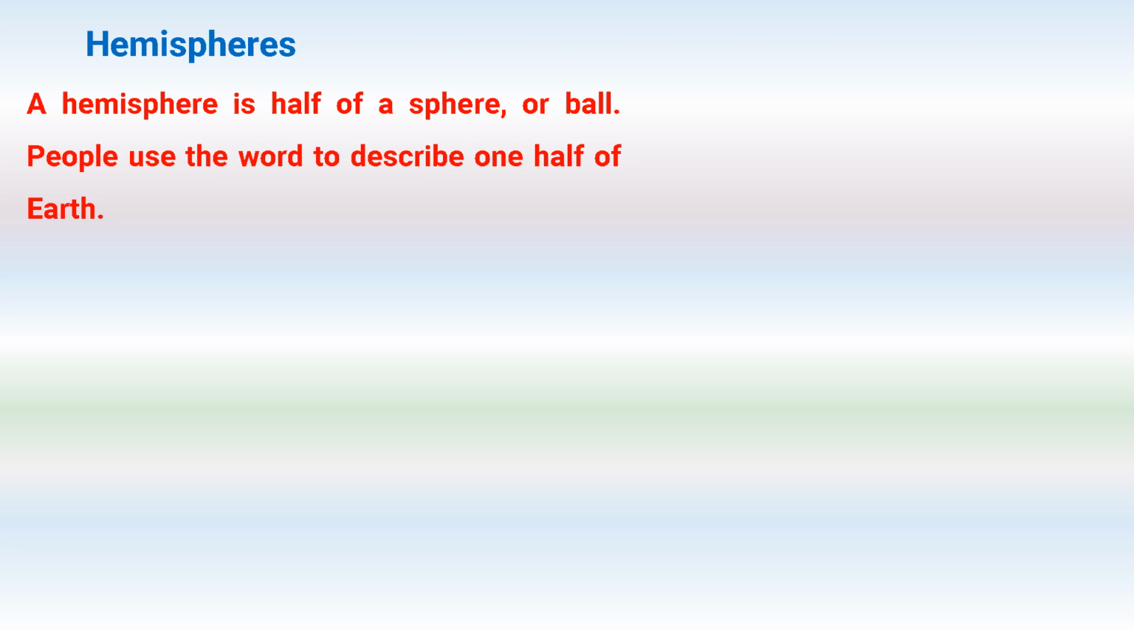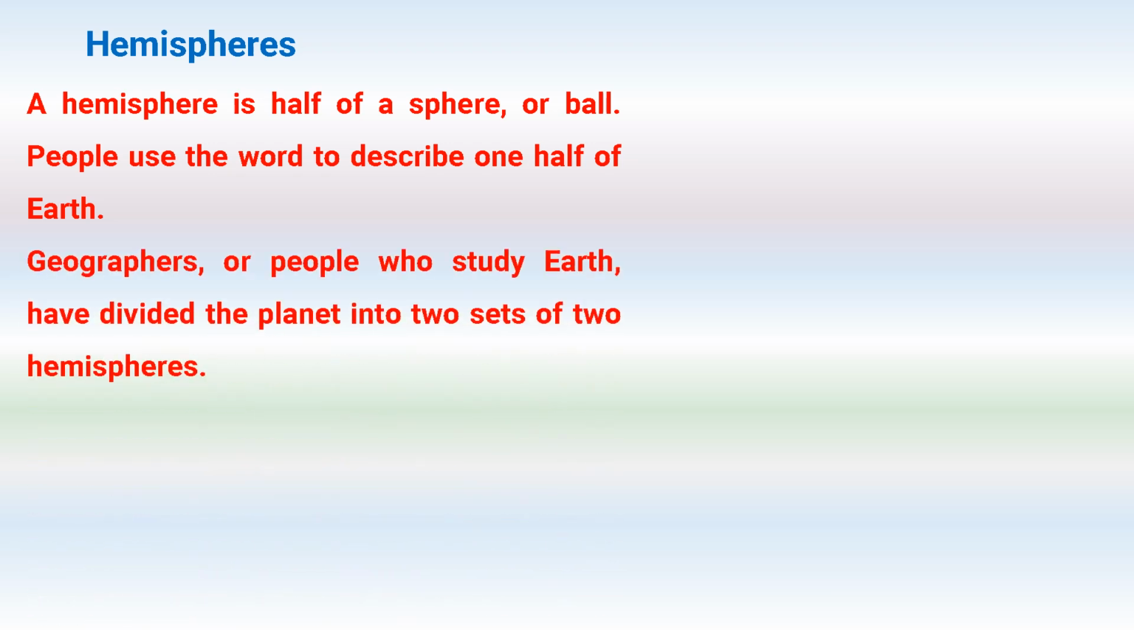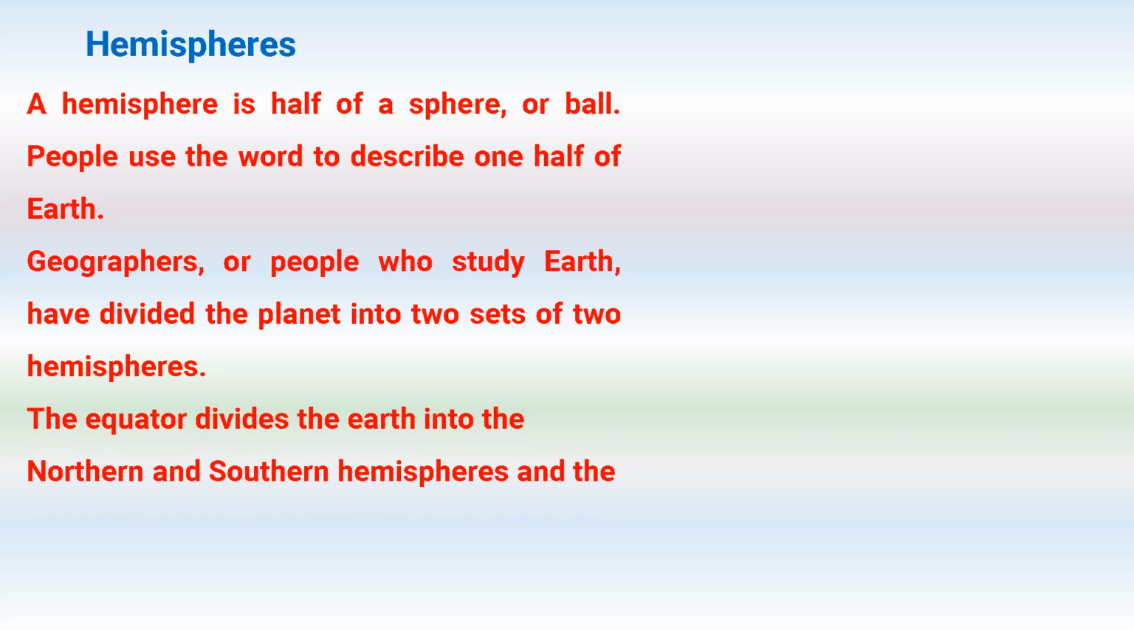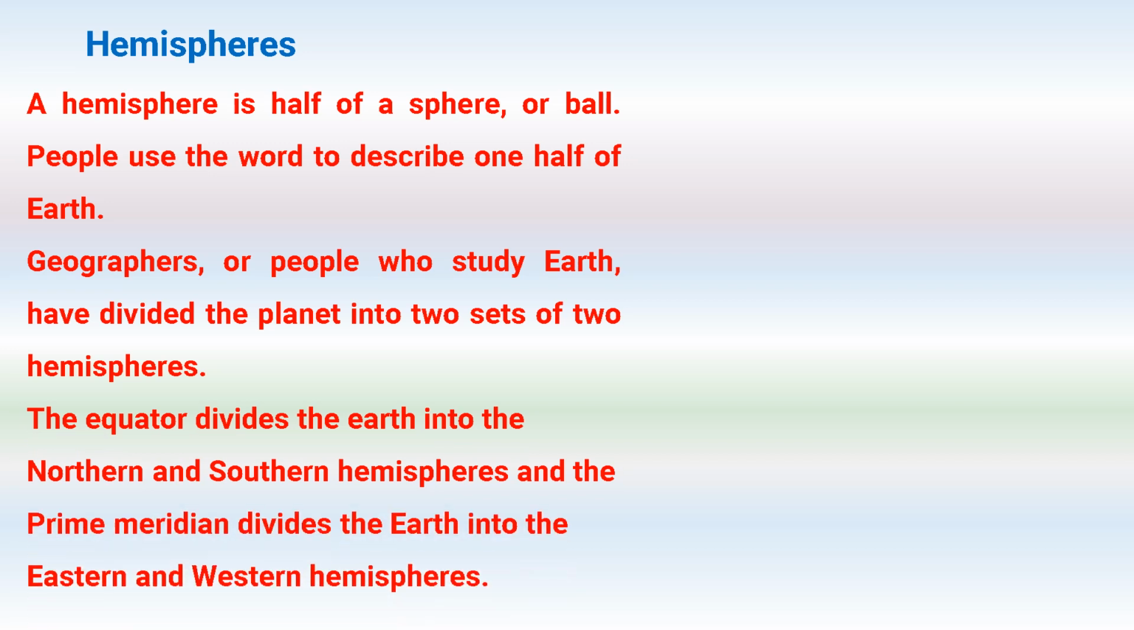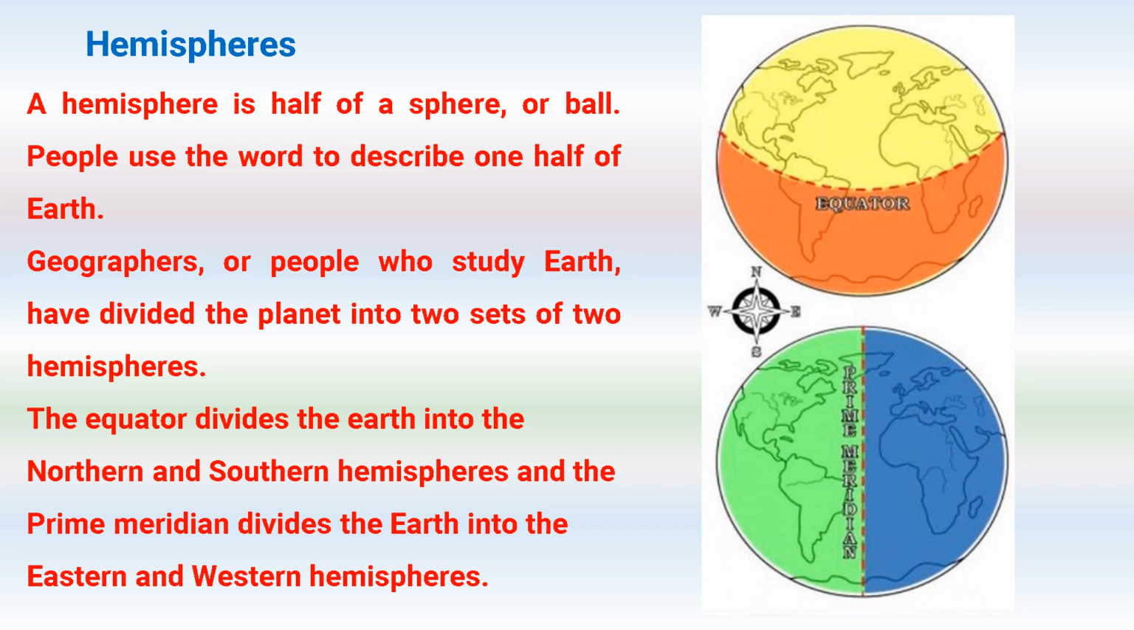Now, hemispheres basically mean half. It breaks up the Earth into the different hemispheres. The equator breaks up the Earth into the northern and southern hemisphere, the prime meridian into the eastern and western hemisphere. So you can see this in the picture.